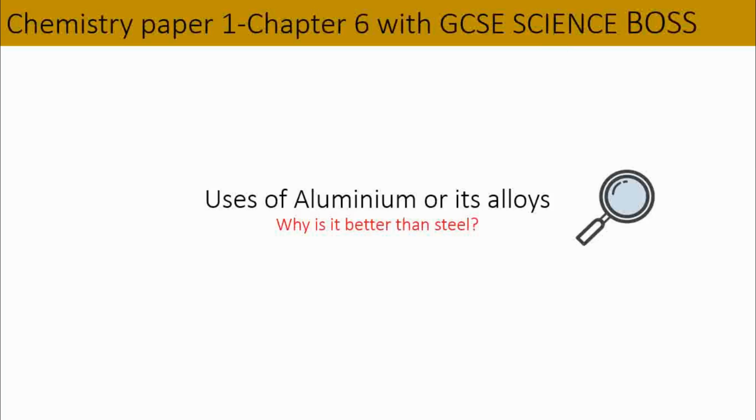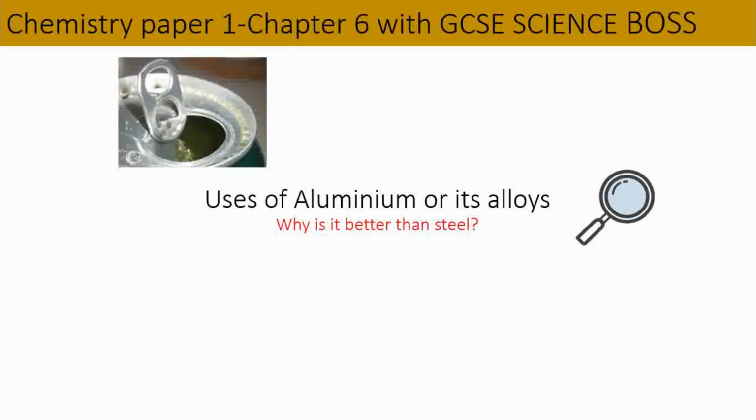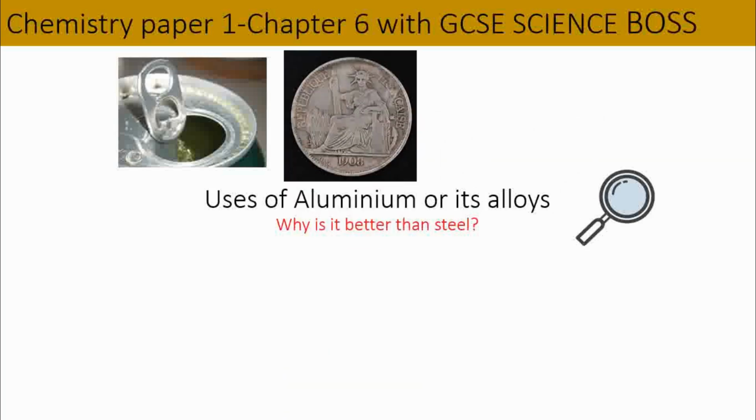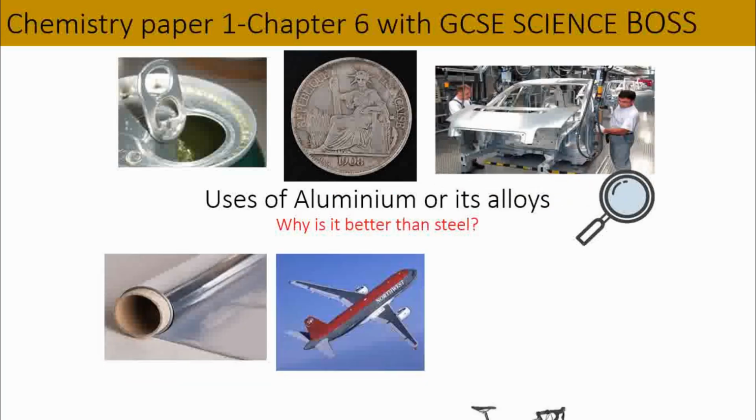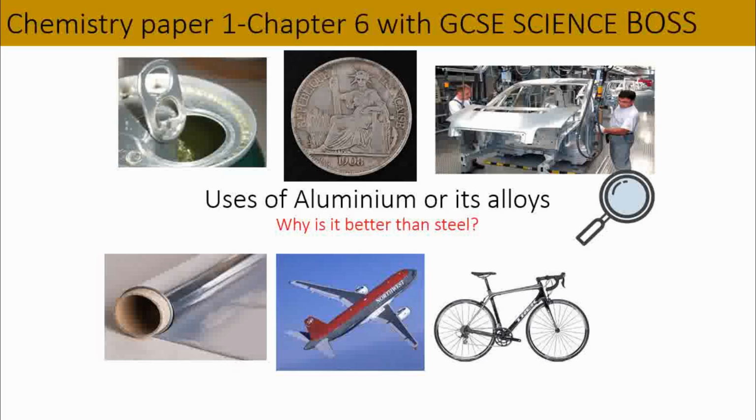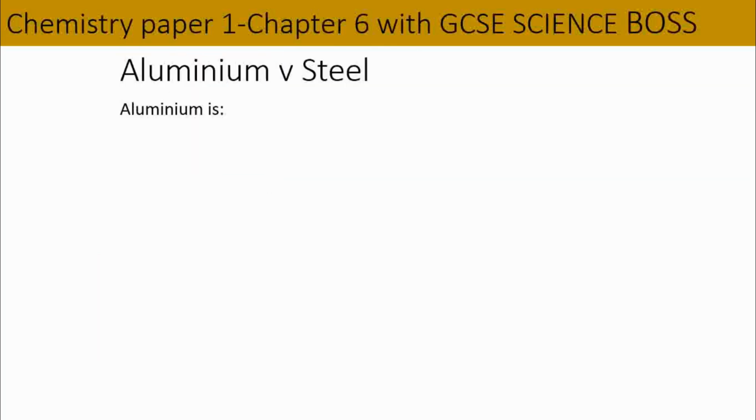Now, why do we need aluminium? Why is it better than steel? Aluminium is light. It's not as dense, and as a result of that, you can use it for packaging, as shown there. You can use it for making coins, cars, aluminium foil, aeroplanes, bicycles, things which are resistant to corrosion as well. So aluminium doesn't corrode as easily, because it forms a layer of aluminium oxide.